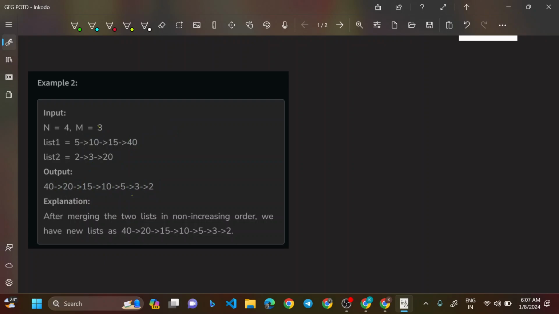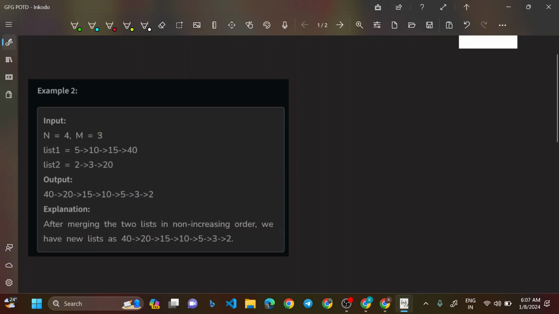Now let us discuss the approaches. What is the first approach? That starts from the brute force itself, the naive approach.